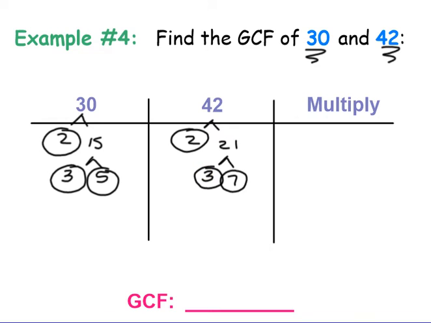Okay? So let me find my matches. So I have a 2 here and here. So I'm going to bring one over. I have a 3 here and a 3 here. So I'm going to bring one over. I have a 5 here, but no 5 over here. And I have a 7 here, but no 7 over here. So I'm going to multiply 2 times 3, and that is going to give me a GCF of 6. So the biggest number that goes into both of those numbers evenly is 6.